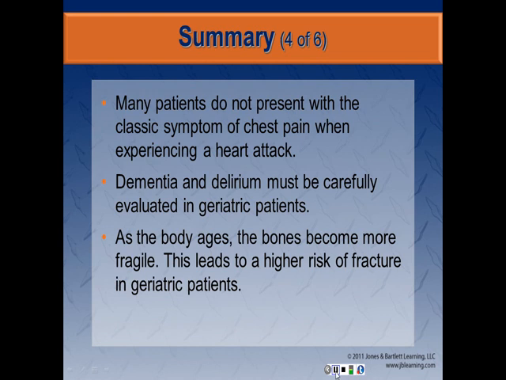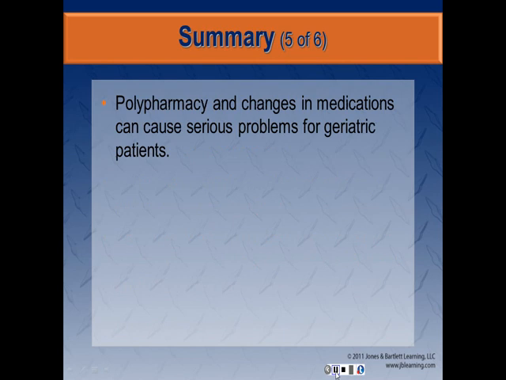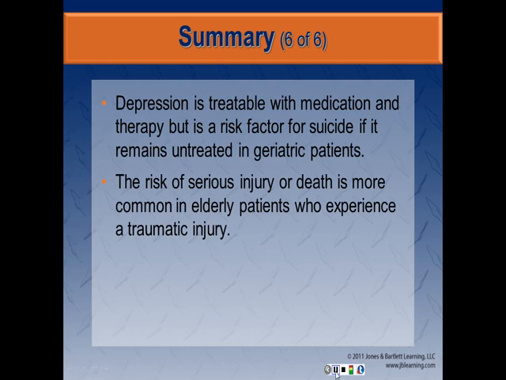As the body ages, the bones become more fragile. This leads to a higher risk of fracture in geriatric patients. Polypharmacy and changes in medications can cause serious problems for geriatric people. Depression is treatable with medication and therapy, but it is a risk factor for suicide if it remains untreated. The risk of serious injury or death is more common in elderly patients who experience a traumatic injury.